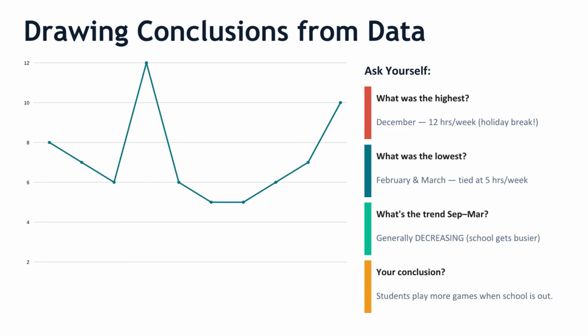Now let's practice drawing conclusions from a real graph. This graph shows the number of hours per week a student spent playing video games throughout the school year. Looking at the graph, we can see that December had the highest number of hours at 12, which lines up with the holiday break. February and March were tied for the lowest at 5 hours per week. From September through March, the overall trend is generally decreasing, meaning the student played less as the school year got busier. Based on all of this, we can draw the following conclusion. Students tend to play more video games when school is not in session.